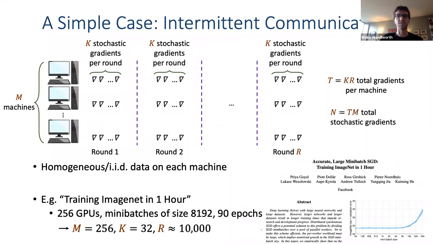So just to convince you that this is a reasonable and interesting model of parallelism, I'll point out that the fairly famous "Training ImageNet in 1 Hour" paper corresponds to exactly this intermittent communication model with homogeneous data. Despite the relative simplicity of this setting, the precise complexity of optimization here is not yet known, and we also don't have optimal algorithms for this setting. Perhaps of the highest practical importance, we don't really understand how the trade-offs work in this setting.